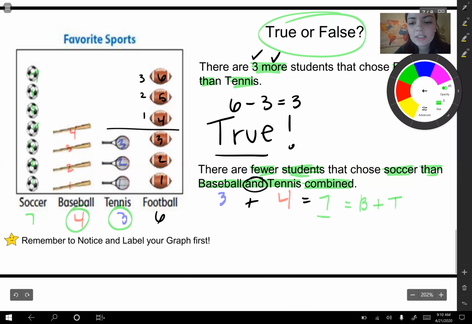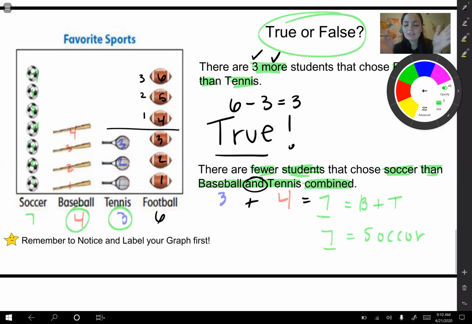So if we were to get 7, and this is baseball and tennis, and soccer is 7, if they're both 7, does that mean that soccer is less? It's fewer? No, that's going to be false because baseball and tennis together is the same as soccer. So we're going to put a big false.